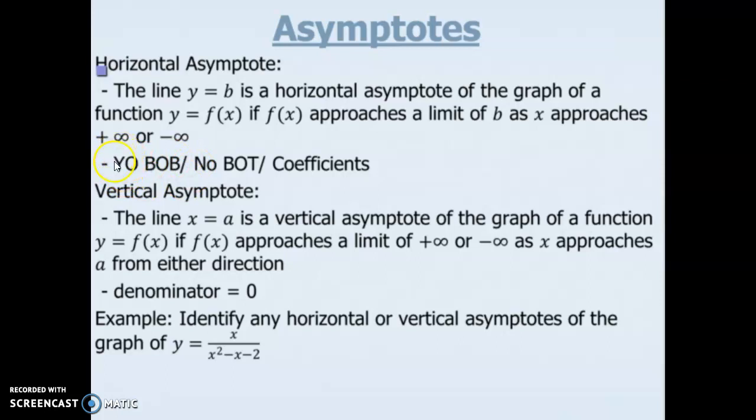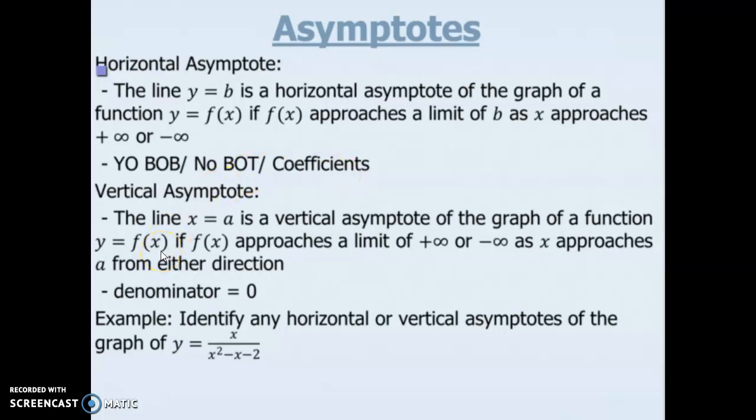Yo Bob means that your horizontal asymptote is y equals 0 if the exponent is bigger on the bottom. No Bob, so these are all shortcuts that we use, means that you have no horizontal asymptote. It does not exist if the exponents are bigger on top. The coefficients mean that if the exponent's the same on top and bottom, so not bigger or smaller, then you look at the coefficients. So if I had 2x squared over 3x squared, I would use the coefficients of 2 over 3, and my horizontal asymptote would be y equals 2/3.